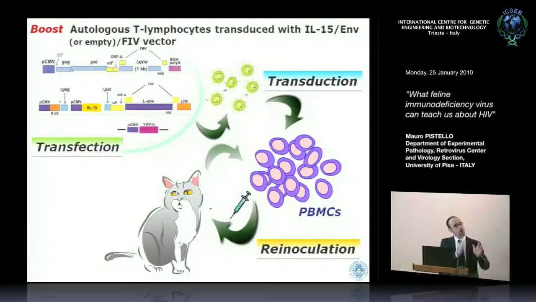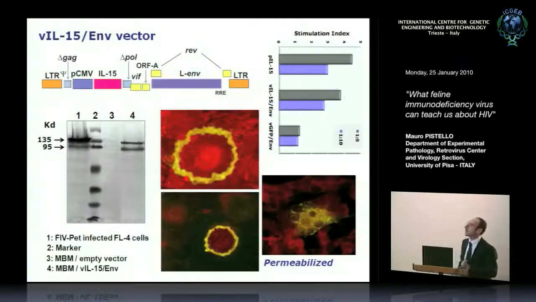So again, we took the cells from the animals, 10 ml of peripheral blood. We purified the cells, co-stimulated for 16 hours in the presence of IL-2 and ConA. After this incubation, we transduced the cells, and the cells were re-inoculated in the animal 1 day after, so a couple of days after the bleeding. Okay, so those are the cells which we were able to inoculate.